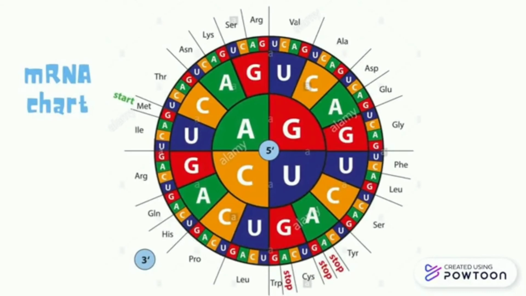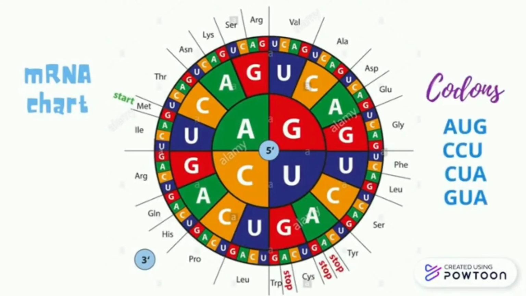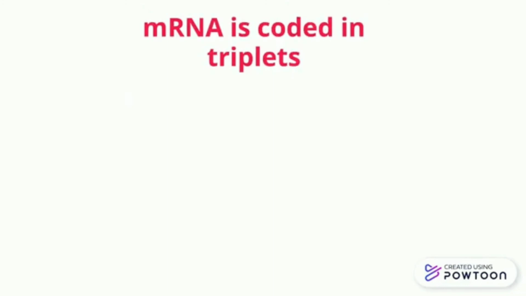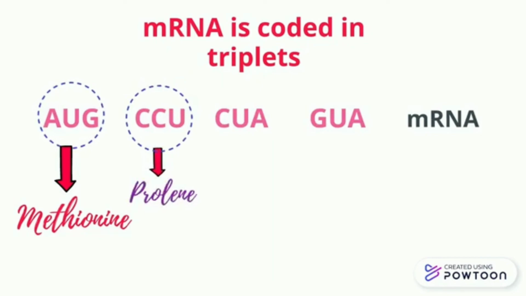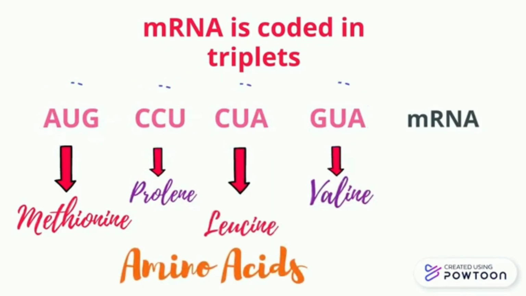So I will use the messenger RNA codon. mRNA will code in triplets. AUG, which is a start codon, pairs up with methionine. Then I have CCU, and it pairs up with proline. Then CUA pairs up with leucine. And lastly, GUA pairs up with valine. These 4 products are the amino acids.